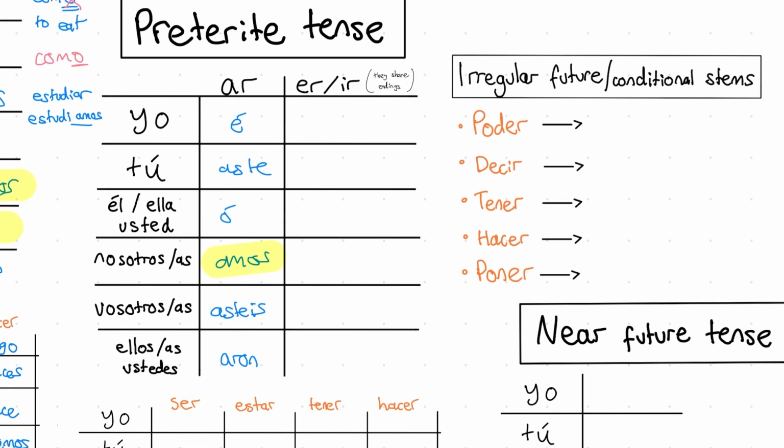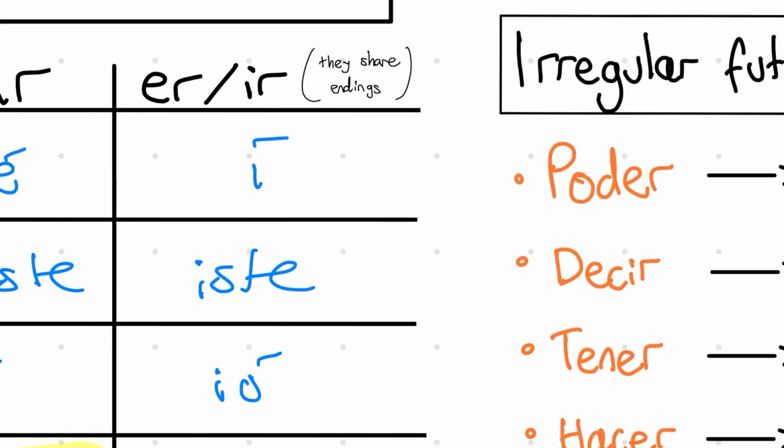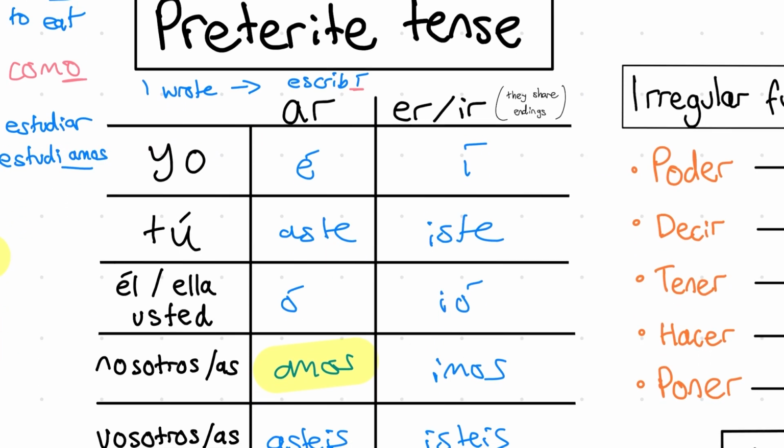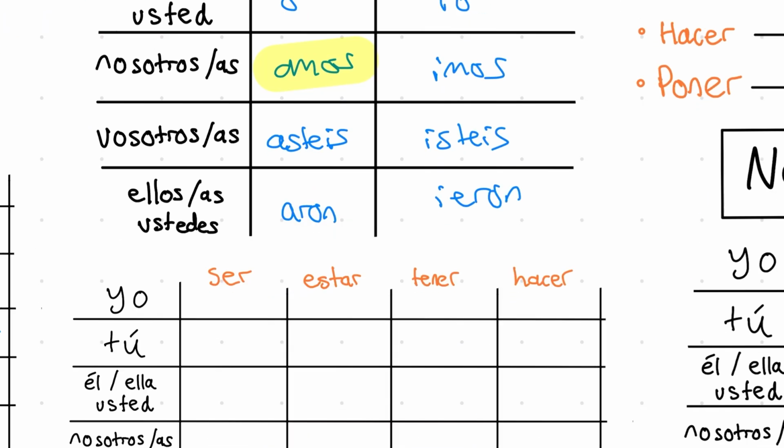And lastly, for ER and IR verbs, again, they share the ending. So iste, io. Accents are always really important for verbs. Imos, isteis, and ieron. Just to really quickly practice. So I wrote using the verb escribir is going to be escribí because we're looking at the I form endings in the IR verb there. So escribí, I wrote.